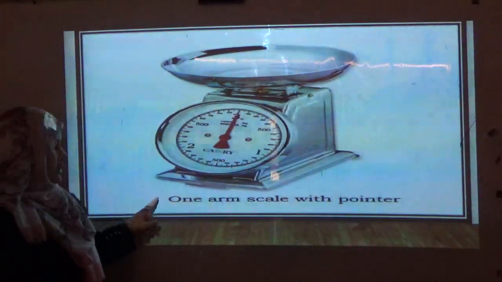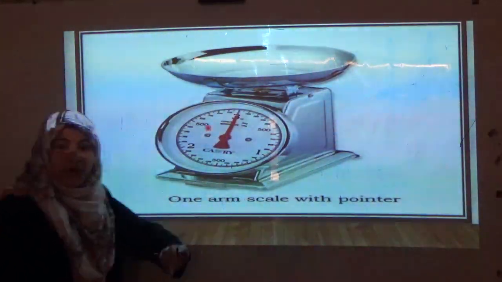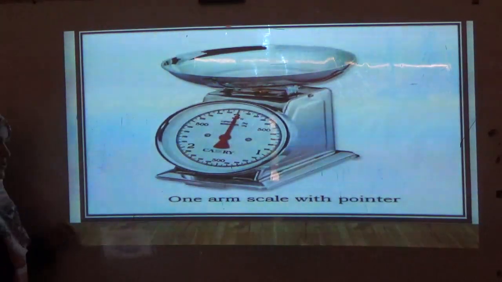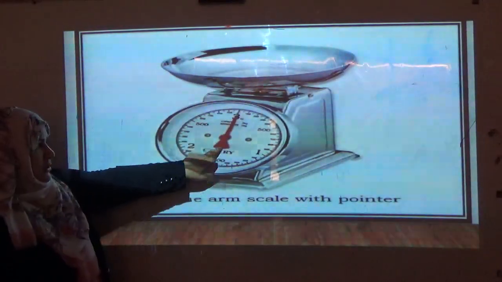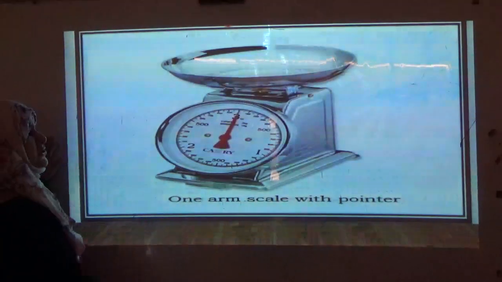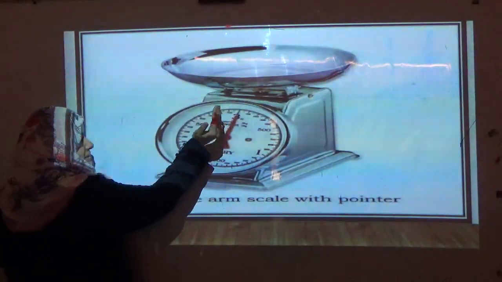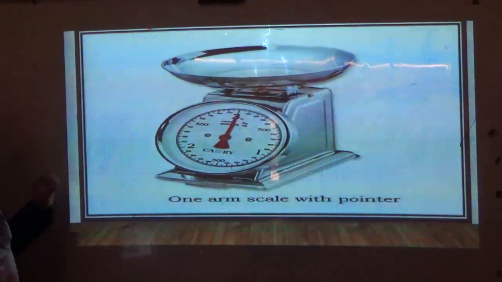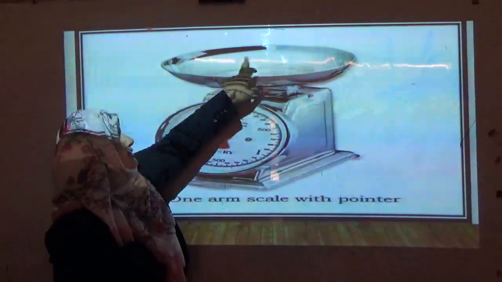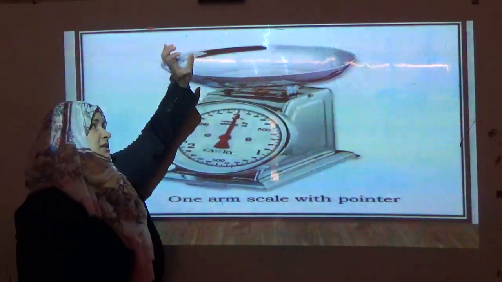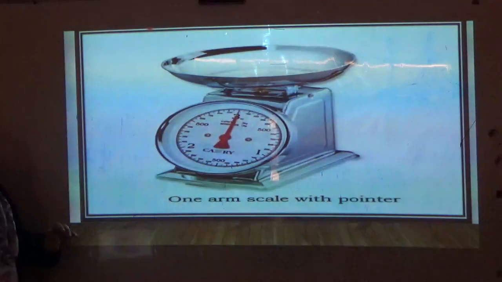Another device is called a one-arm scale with pointer. This is the pointer that I'm talking about. The pointer will move and stop at the number that gives the accurate amount of matter, and on this plate we can put the object that we want to measure its mass.